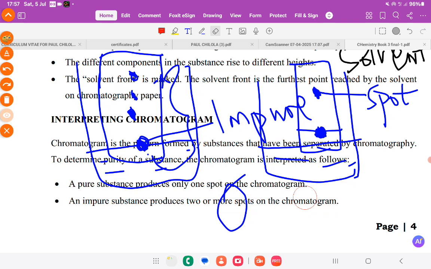But if there's only one spot which is produced on the chromatograph paper, then it means that the original substance was pure. So it's the number of spots that determines whether a substance was pure or not pure. Very important to note that.